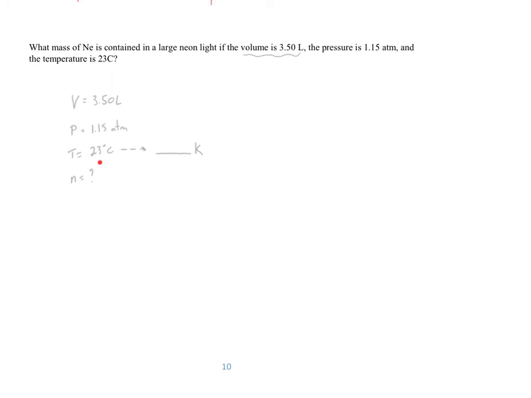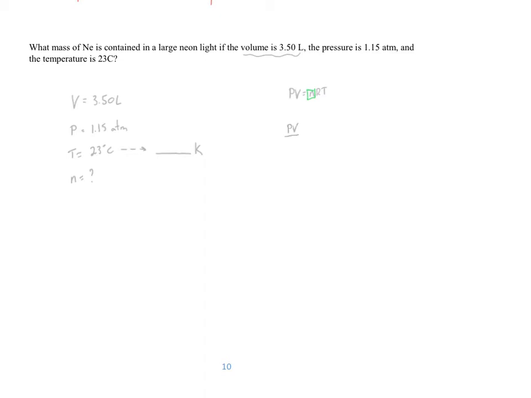So notice that we're missing N, the number of moles. How are we going to actually figure out what N is? Well, that's right, we're going to solve the ideal gas law for N. So recall, the ideal gas law is PV equals nRT, and all we have to do is divide both sides by RT in order to isolate the variable N.